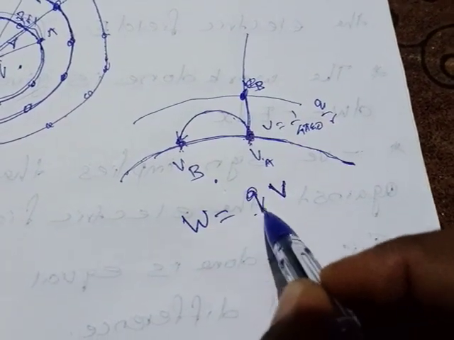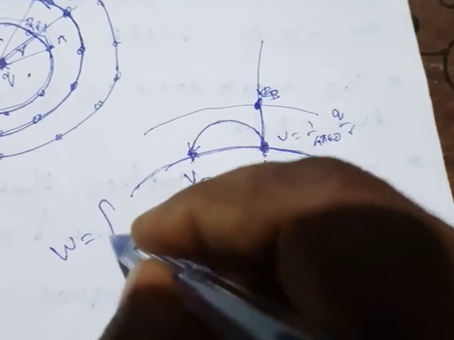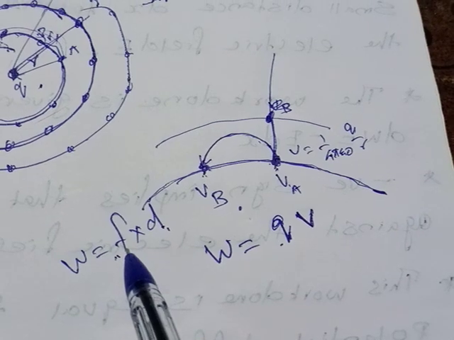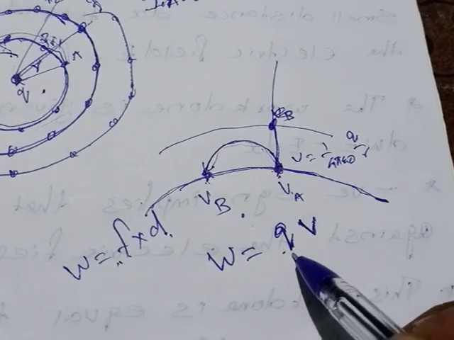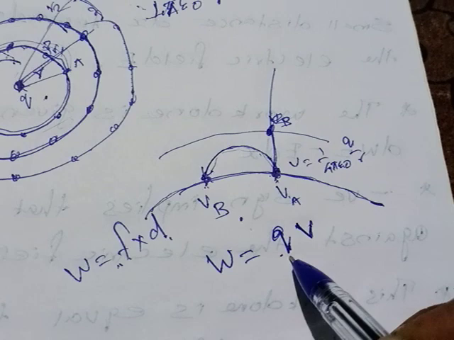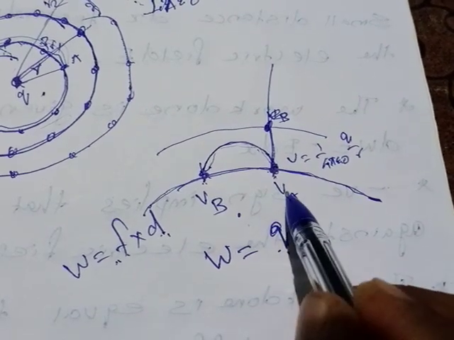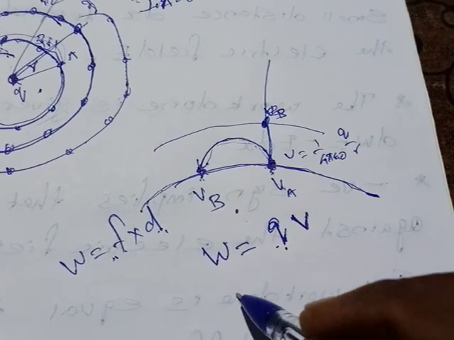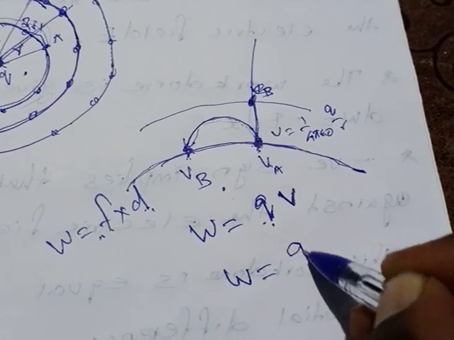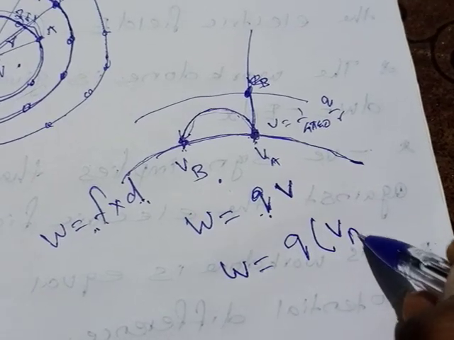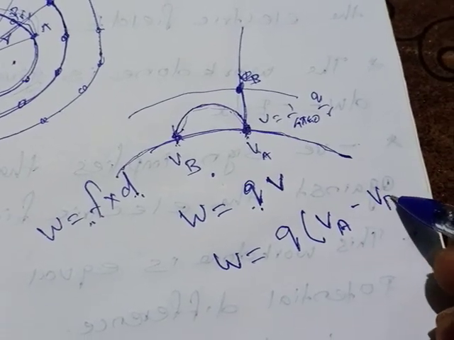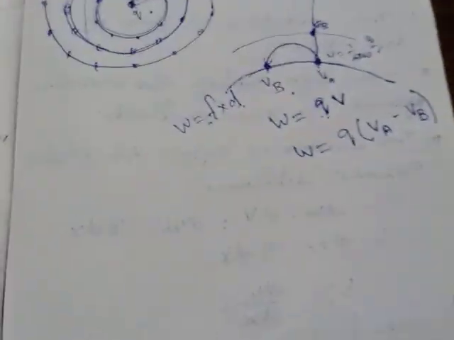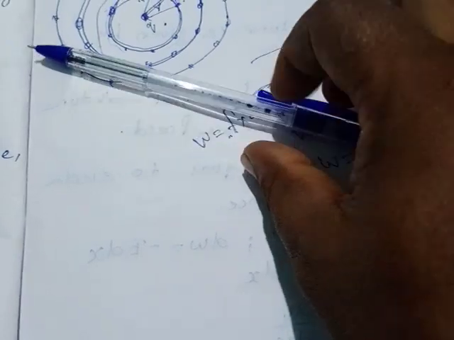We know the work done formula, W is equal to F into D. F is the force, here the force produced due to the charge Q, and D means distance. You are moving the distance from where to where? VA to VB. So you can write this equation as Q into (VA to VB). This is why I am writing here.